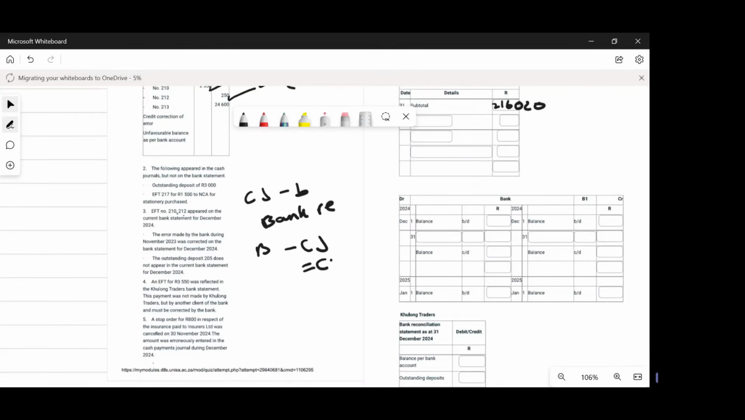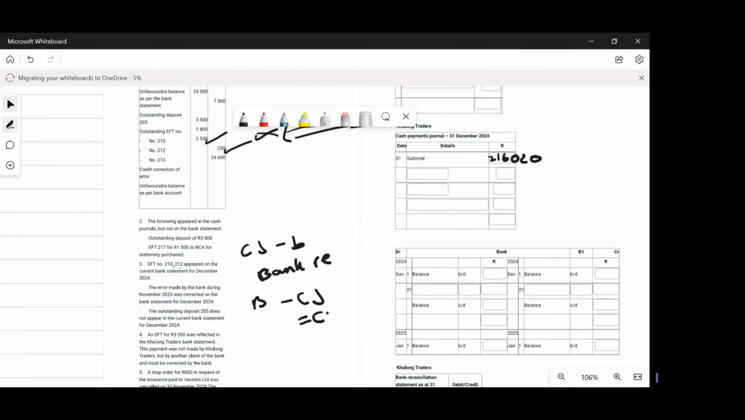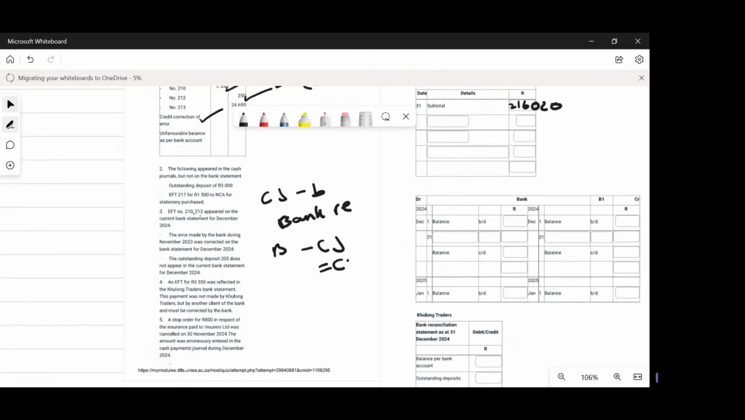And then the next thing, they said the error made by the bank during November 2023 was corrected on the bank statement for December 2024. The error made, which is what? This one, the correction of error. They have rectified it. So which means we do nothing with it.